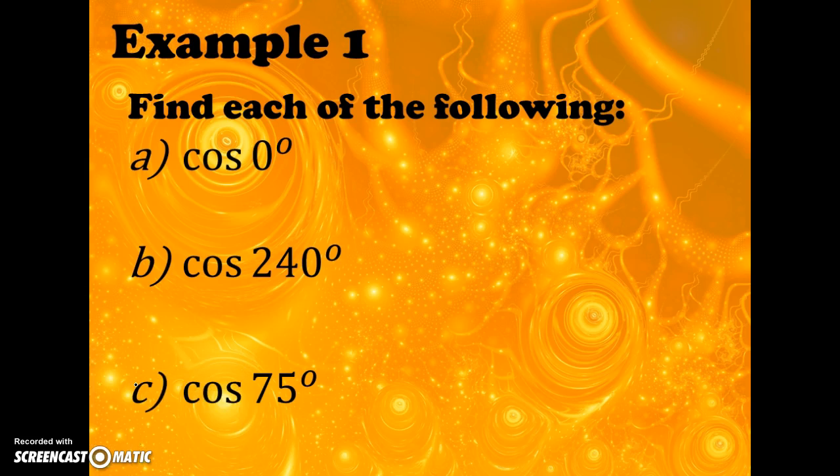So cosine of 0, we recognize that as being right there on the axis. We know that that point is (1, 0). Cosine is the first value, so cosine of 0 ends up being 1. 240 is a little bit trickier. I know that that's going to be 60 degrees beyond 180. And I already know my rules for the 60, so that's going to be a root 3, a negative 1, and a 2. I know it's not on the unit circle, but it makes my life easier. So cosine is going to be negative 1/2.